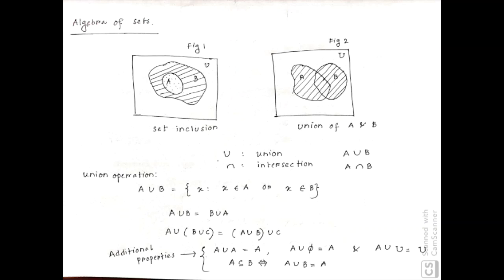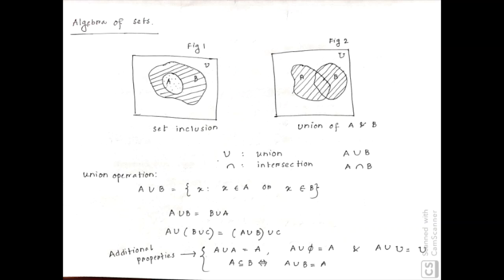So we begin our discussion on algebra of sets. We consider several useful ways in which sets can be combined with one another, and we develop the chief properties of these operations of combination. As we emphasize, all the sets we mention here are assumed to be subsets of our universal set capital U.